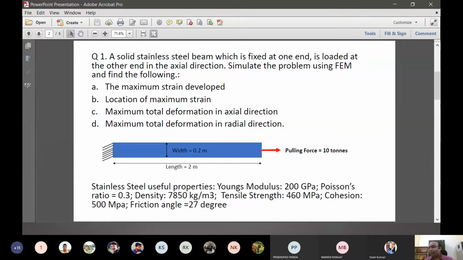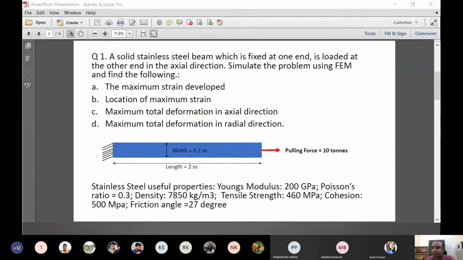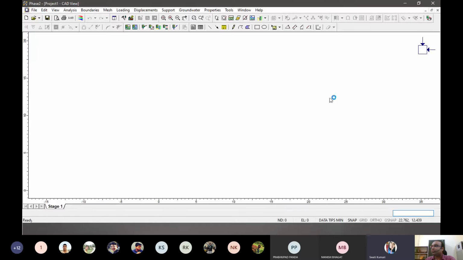The idea behind this was to pull the whole beam, not just at one point. The reason being that as soon as you change the application area, the stresses change. So a force of 10 tons applied to a single point and a force of 10 tons applied to a whole area is different. That's why the values you get will be different in different cases.